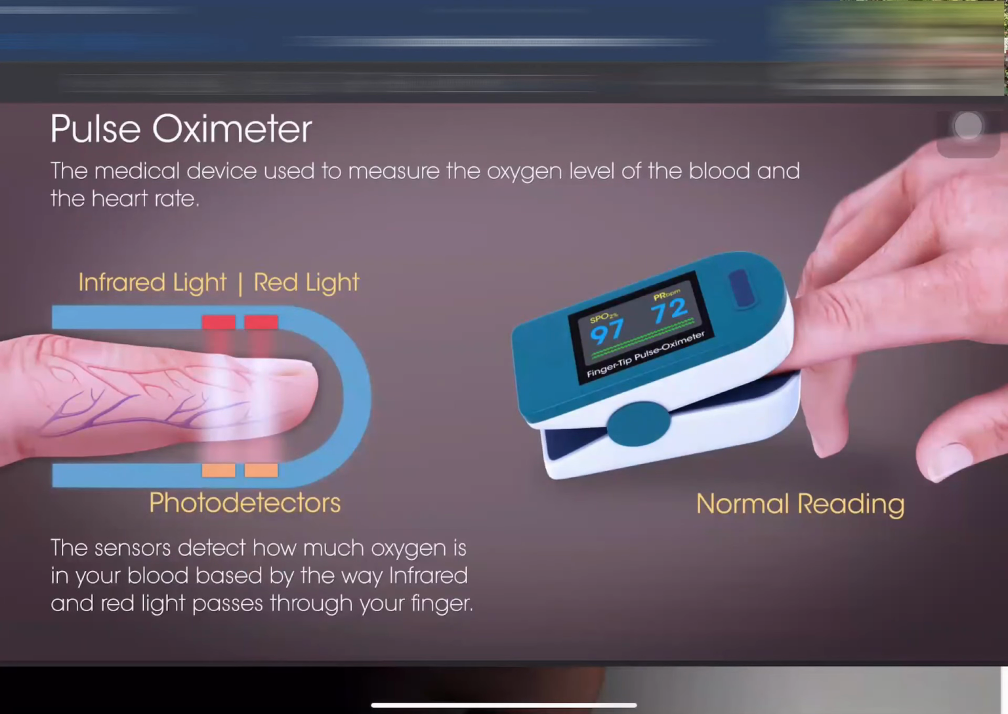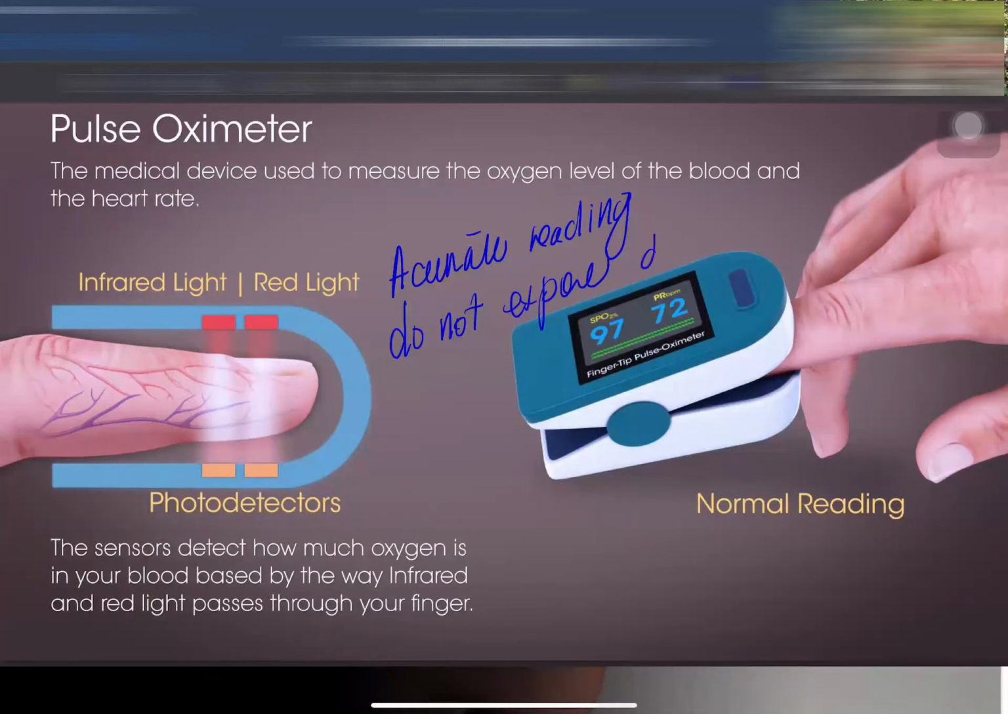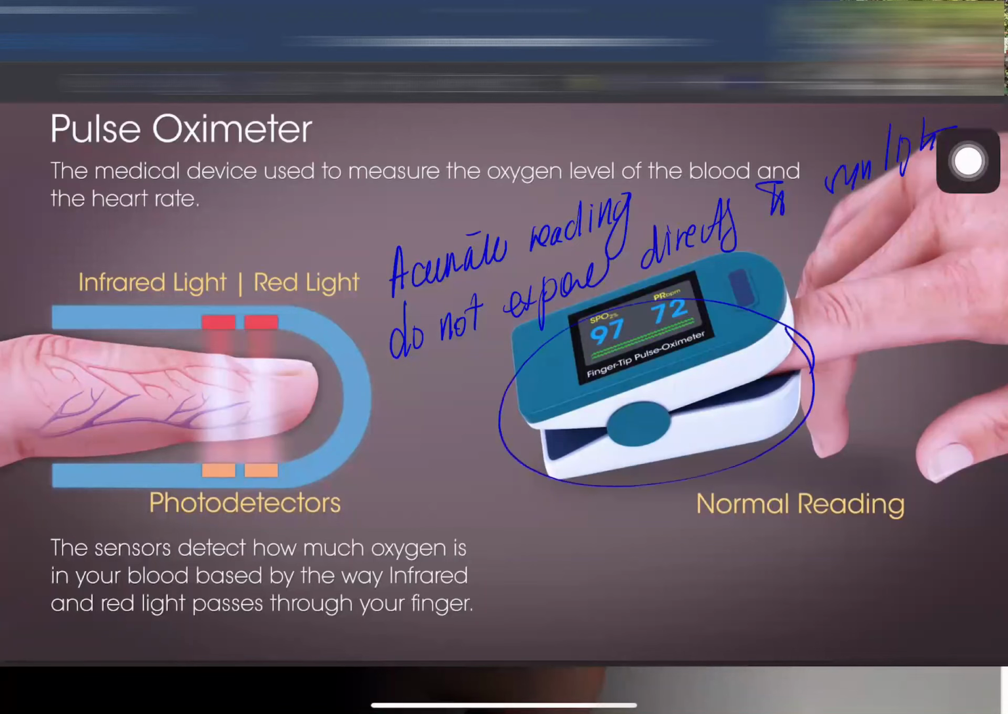But anyway, for us to understand, it works by using your photo detectors. Kung kaya, if you would want to have an accurate reading on your pulse oximeter class, dapat do not expose it directly to sunlight. Once your pulse oximeter is directly exposed to sunlight class, there is a very big possibility na magiging inaccurate po yung reading natin. So wag niyo po siyang i-directly expose sa sunlight.